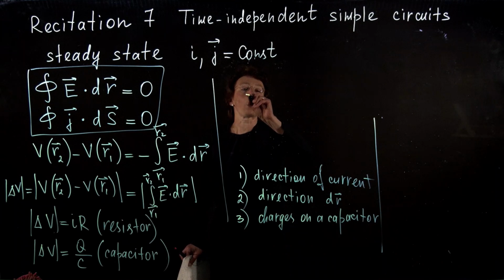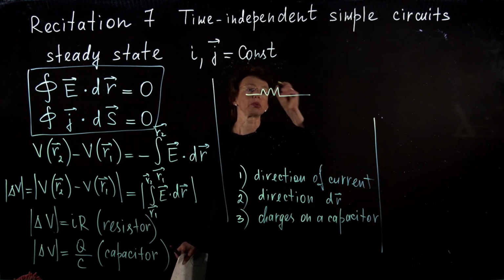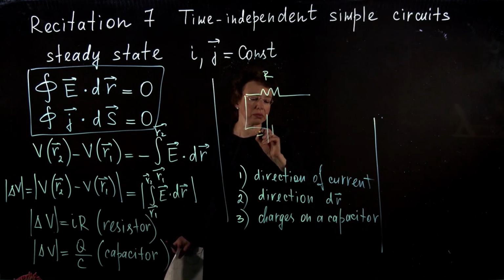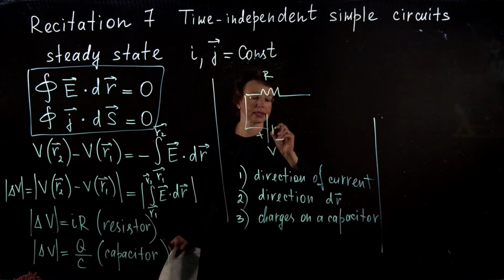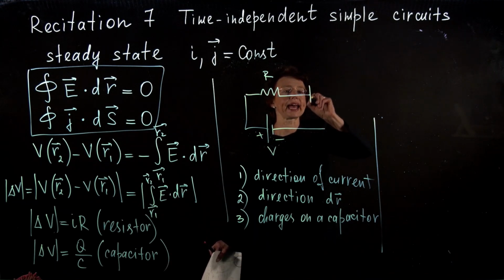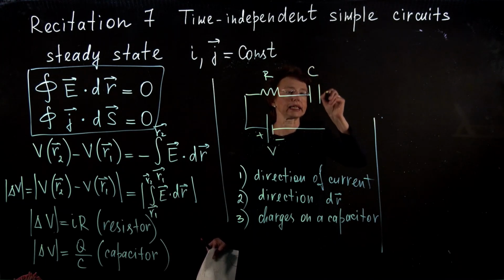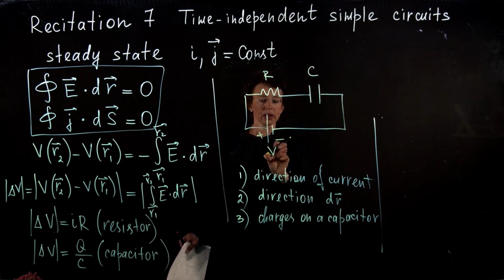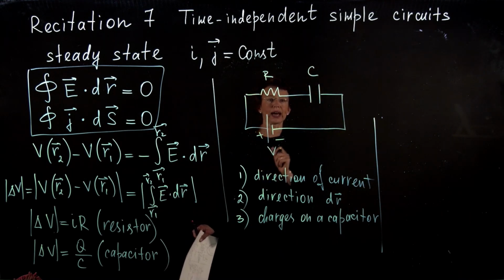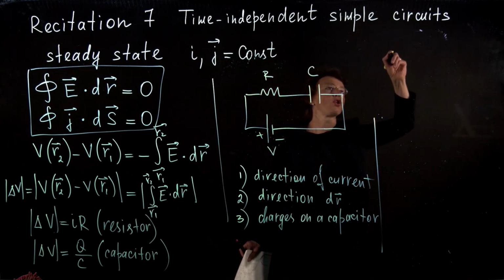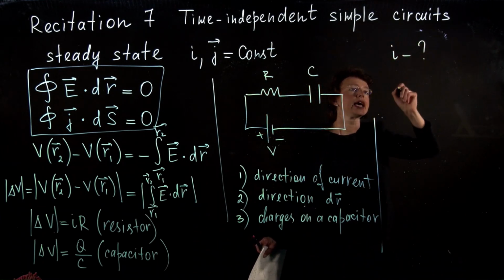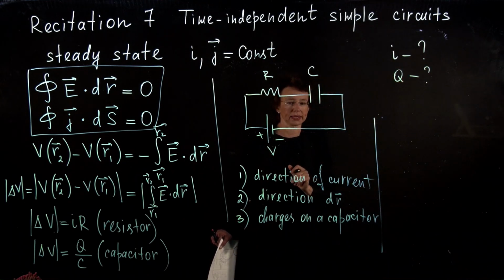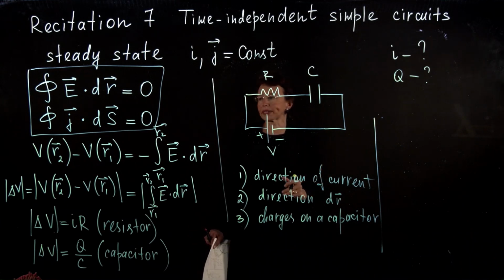Now we will add one more element to this circuit. We will still have a resistor, we will still have the same battery, plus and minus, voltage V, resistance R, but I will add a capacitor, capacitance C. R is given, C is given, V is given. What I'm looking for? I'm looking for current in this circuit, and I'm looking for the charges on the plates of the capacitor. Okay, we follow the steps.